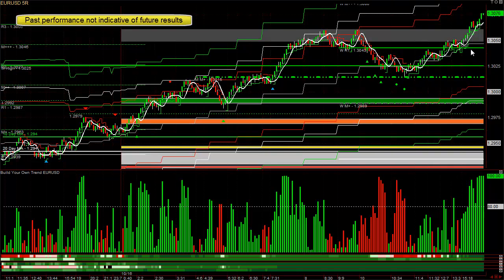Right now, if you're in a trade, notice it's pegged at 100%. The euro is going up against almost every currency. The dollar is going down against every currency, and it's doing so with incredible intensity. So that's why you have this extreme strength right here. And that's how you use our tools.